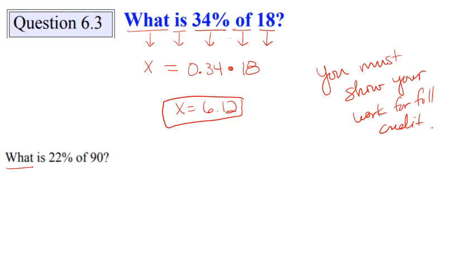Okay, so the next problem, what is x? Is equals 22% and 0.22. Of is multiply, and 90 stays the same. And so this one, 0.22 times 90, that's going to be 19.8.